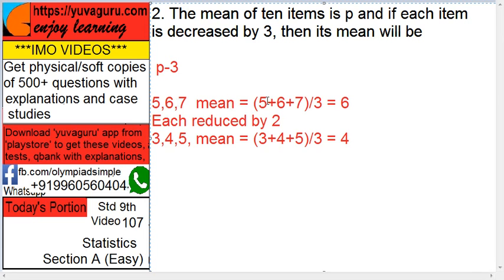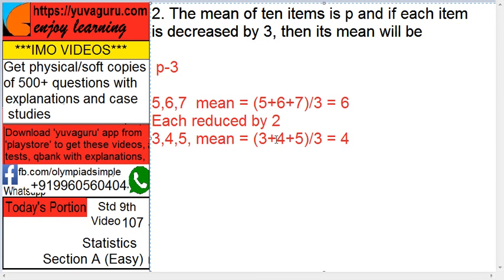5 plus 6 plus 7 upon 3. Okay. So if you do this, the answer will be 6. Now each number is reduced by 2, because in our case it is 3, but here I have reduced by 2. So the new numbers are what? 5 minus 2, 3, 4 and 5.